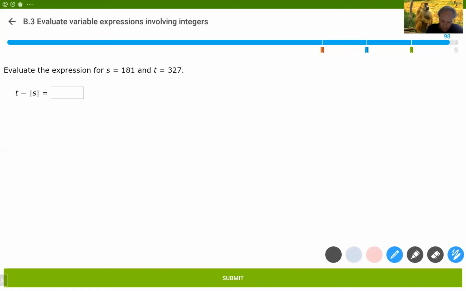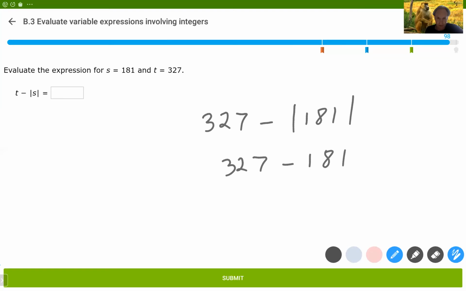We've got t, which is 327. Be careful, they're out of order. Minus the absolute value of 181. This is one of those cases where you can't change this to adding the opposite because this absolute value has to be taken first. This is 327 minus 181. If you want, you can change it to plus a negative, or you can think of it as a subtraction.